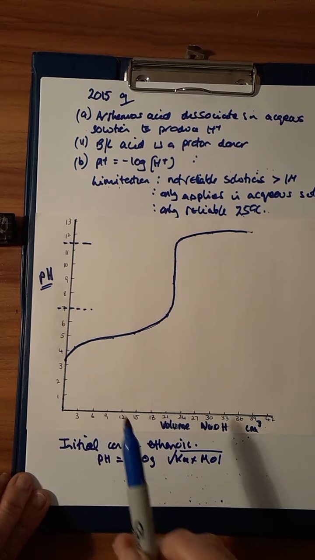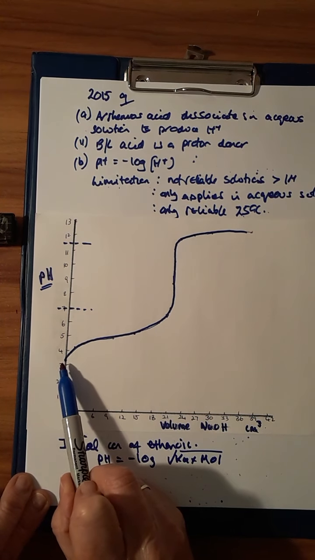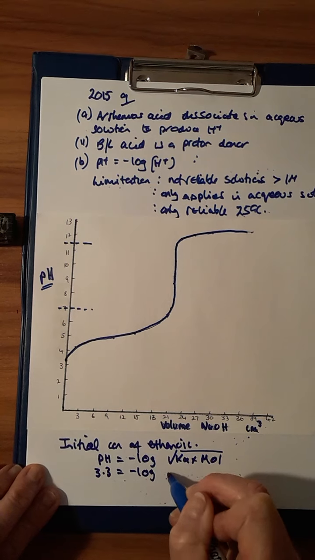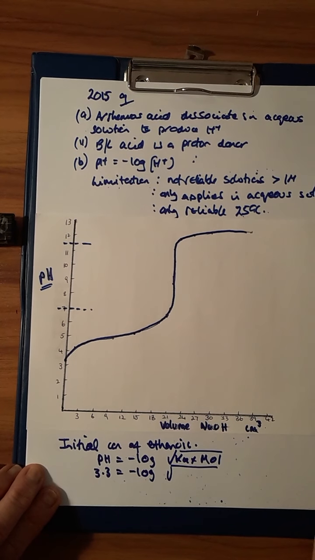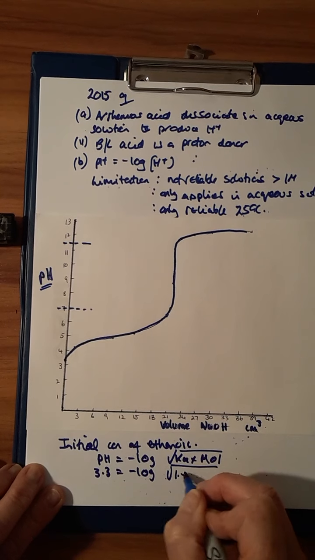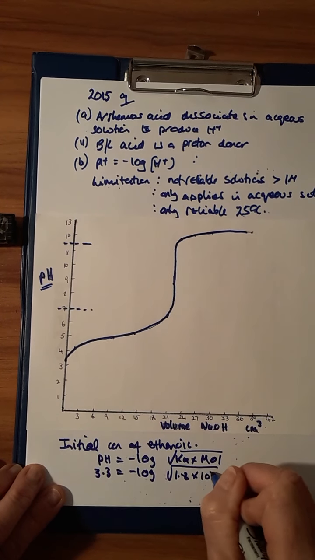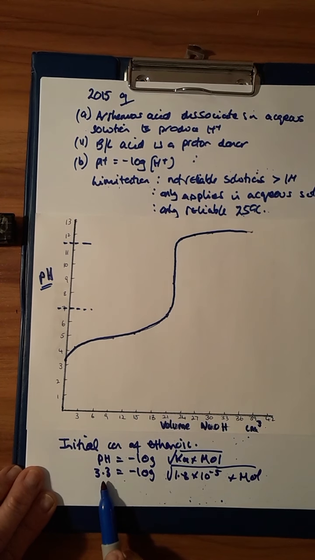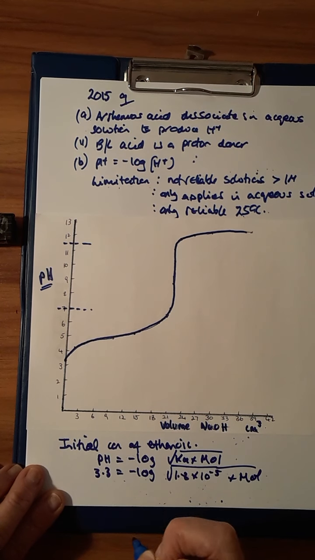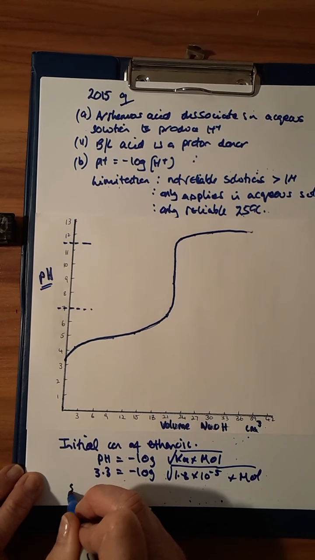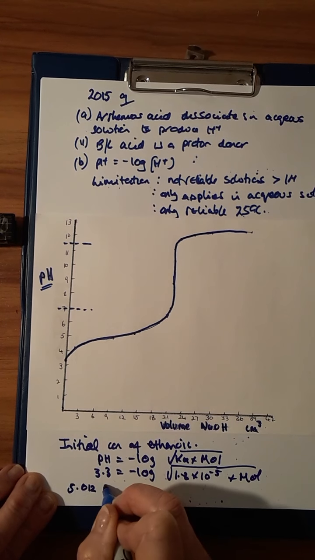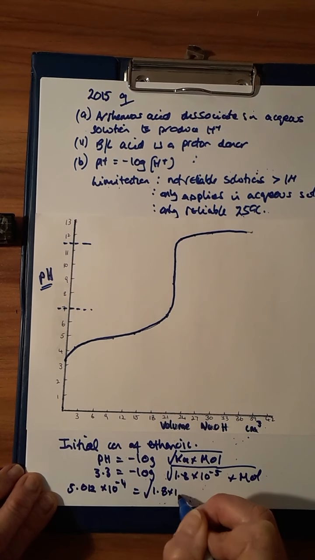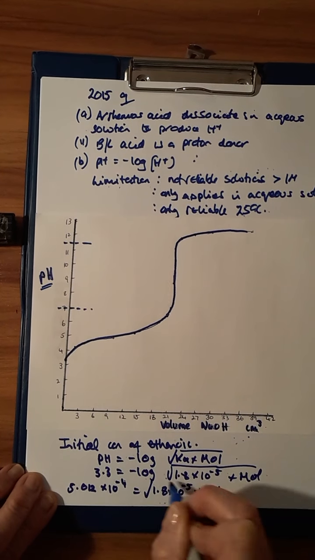I know what the pH is. I read it from my graph, the first point on my graph is 3.3. So 3.3 is equal to minus the log of the square root of Ka, which is given to me in the question. The ethanoic acid has a Ka of 1.8 by 10 to the minus 5, multiplied by the molarity. I'll get the anti-log of minus 3.3, and that will give me 5.012 by 10 to the minus 4. That will be equal to the square root of 1.8 by 10 to the minus 5 multiplied by molarity.